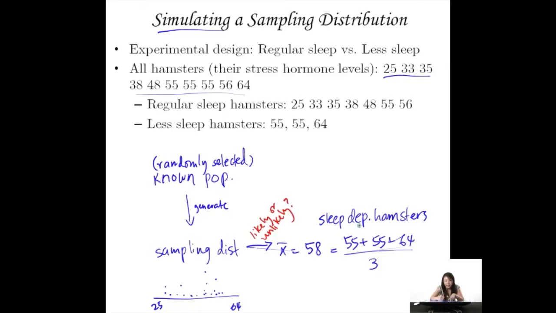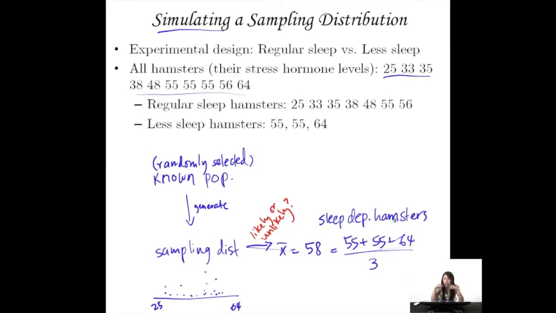If it's likely, then we might say, oh no, we can't separate whether this is due to less sleep or it's due to chance, right? But if it's very unlikely, we might say, oh, we don't think it's randomly selected. It's unlikely that you randomly selected these hamsters. It's more likely that something special's been done to them. And we know what that special thing is. It's that they've been deprived of sleep. And in that way, you can make some conclusions, right?